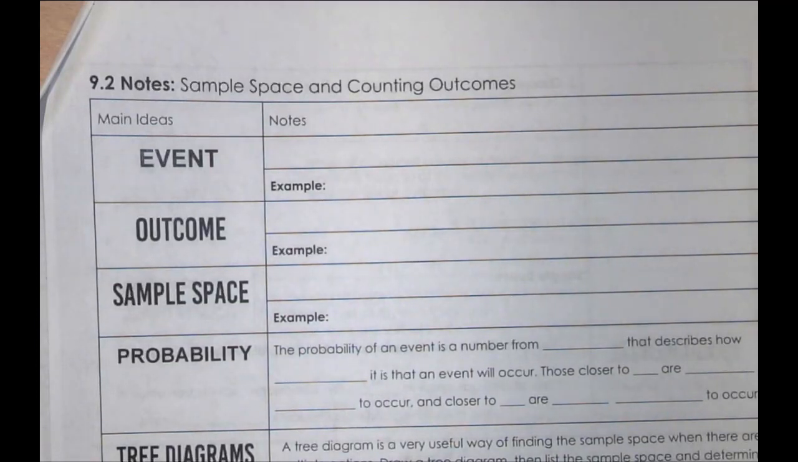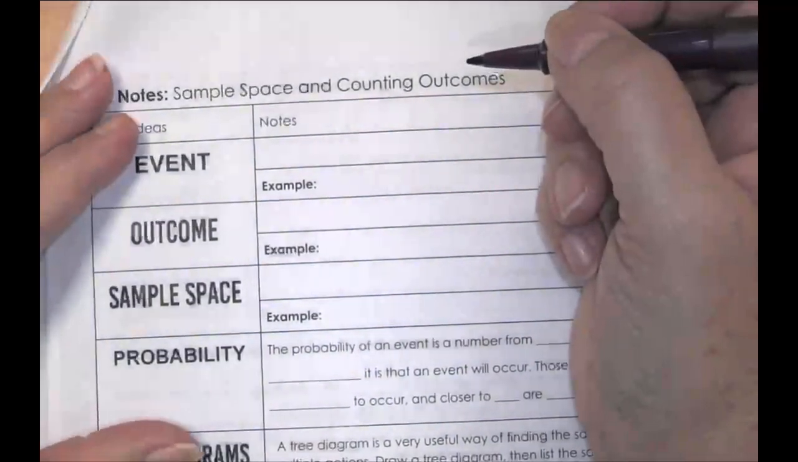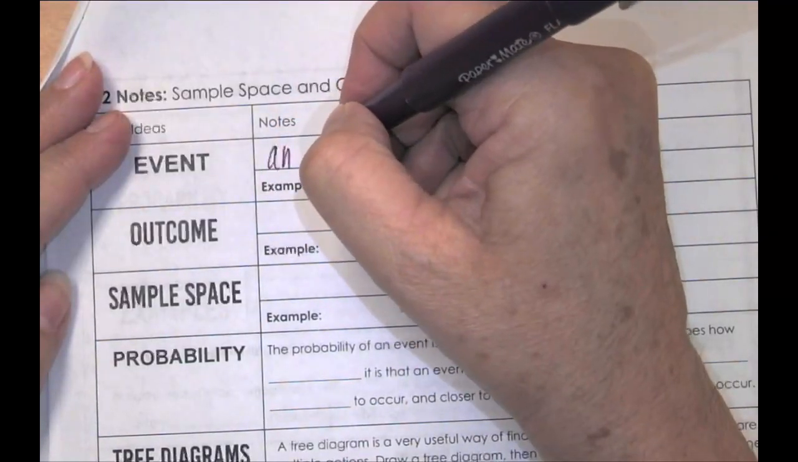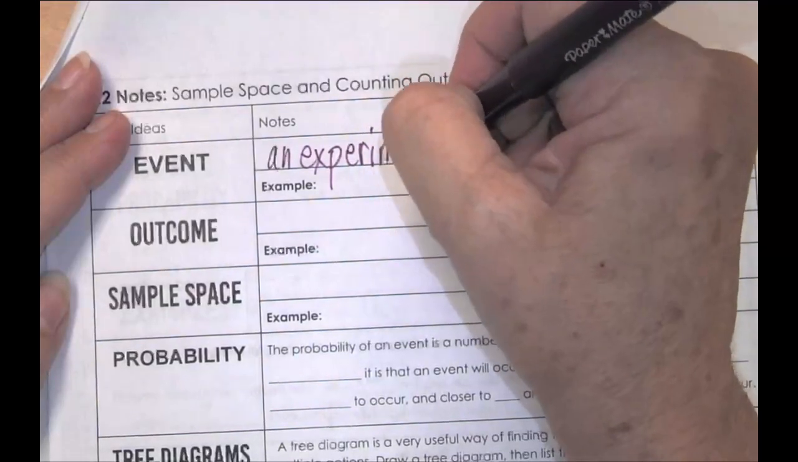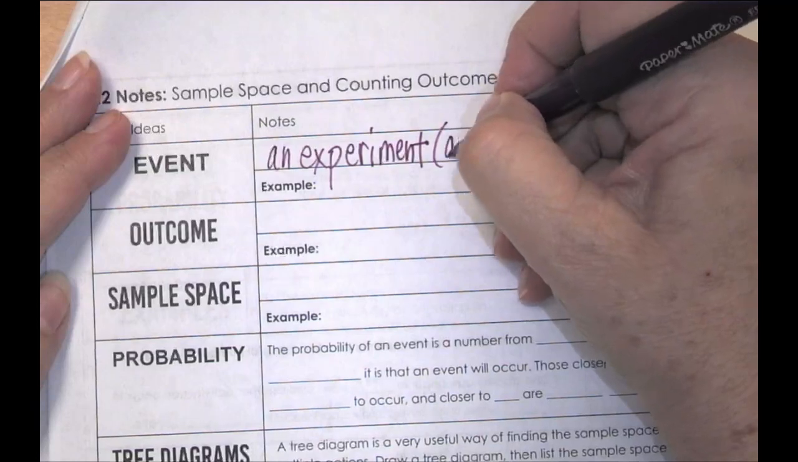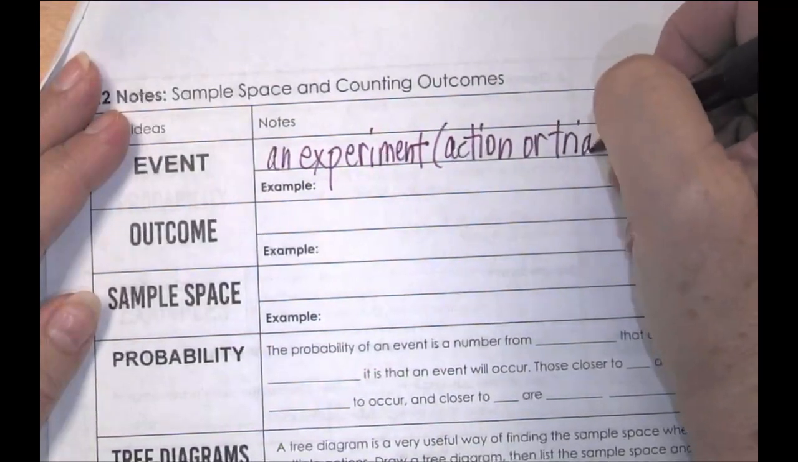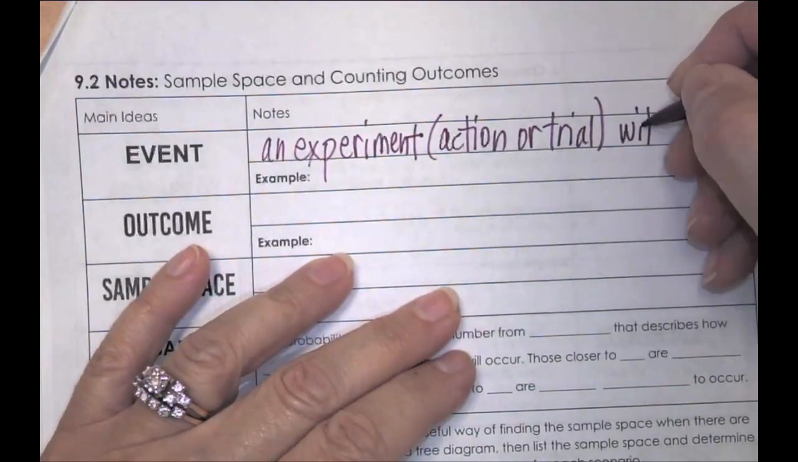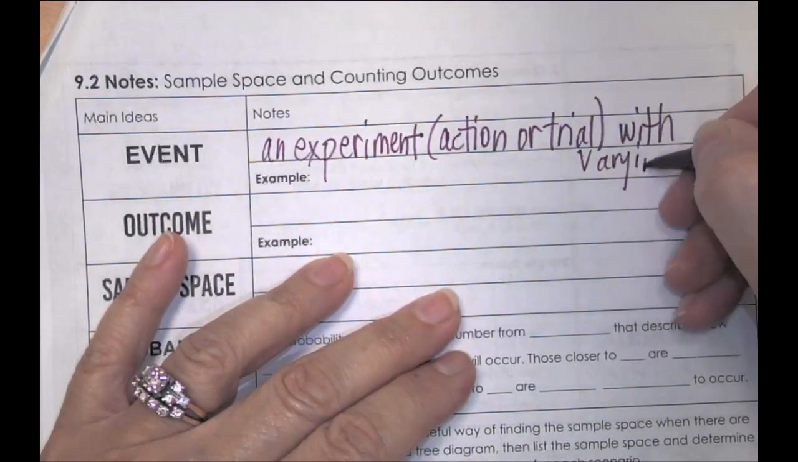So an event is like an experiment. So I'm going to say an experiment, and that's like an action or a trial, like you're just doing something, trying it out, and it has varying results.